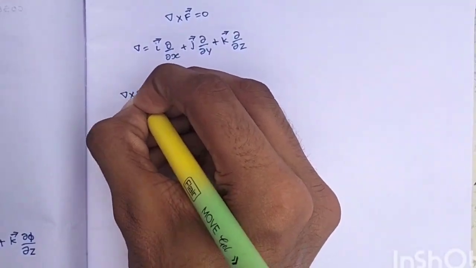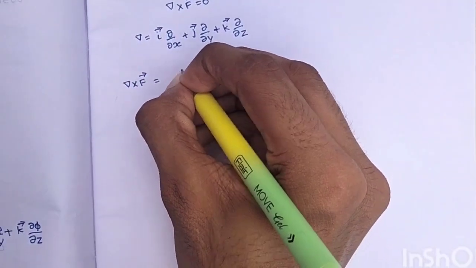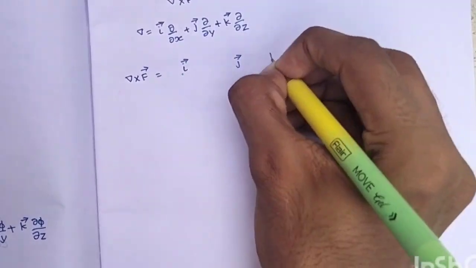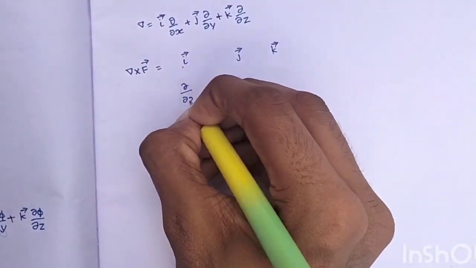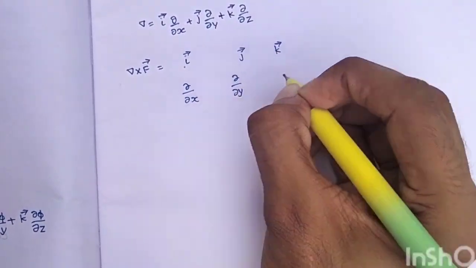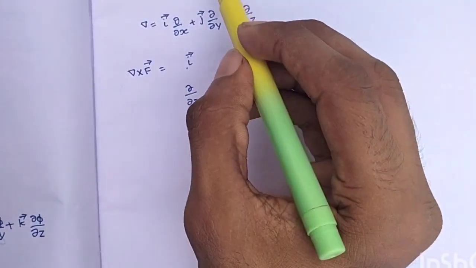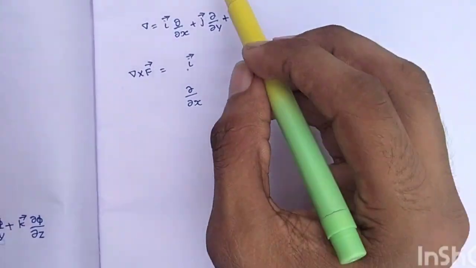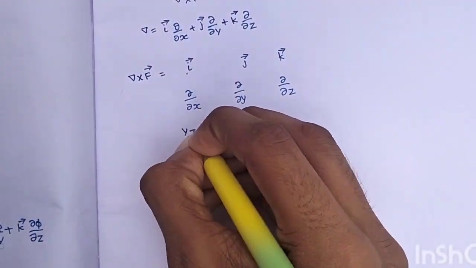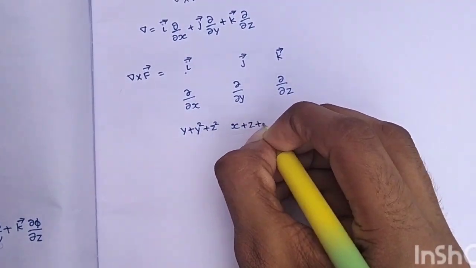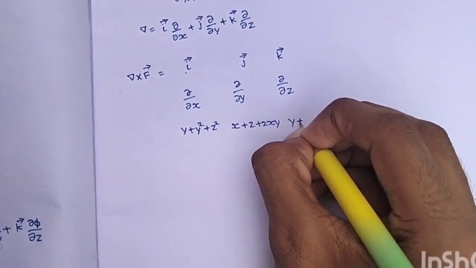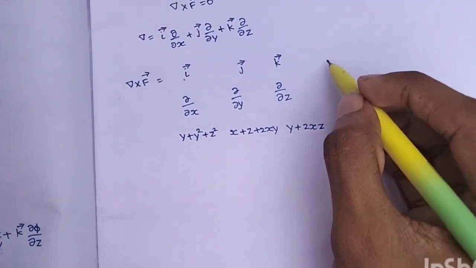So del cross f vector will be, first write i vector, j vector, k vector, dou by dou x, dou by dou y, dou by dou z, and write the i, j, k terms of f vector: y plus y square plus z square, x plus z plus 2xy, y plus 2xz.